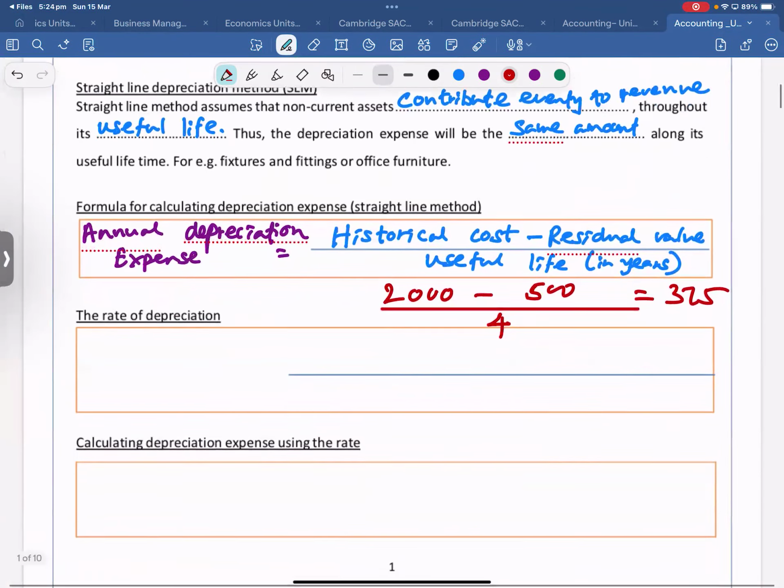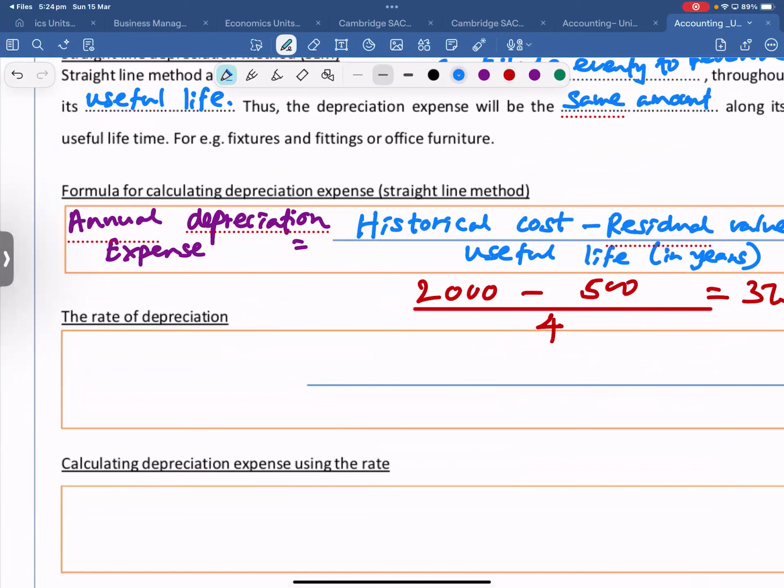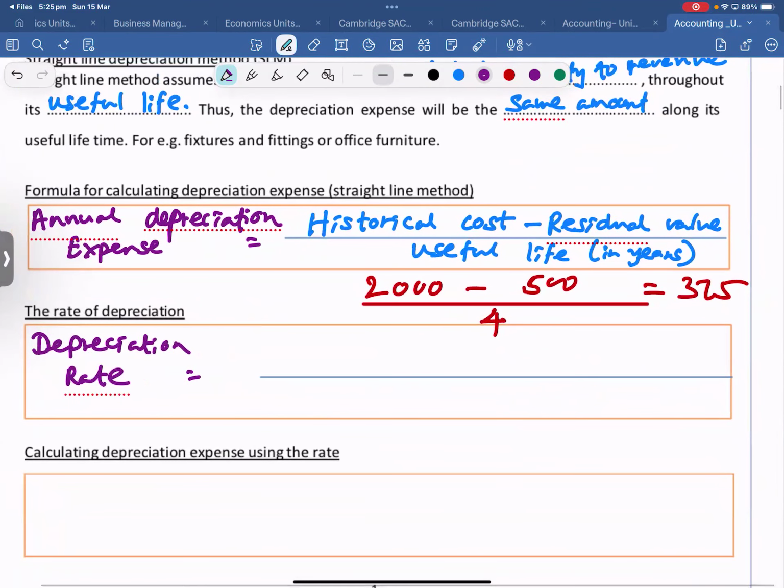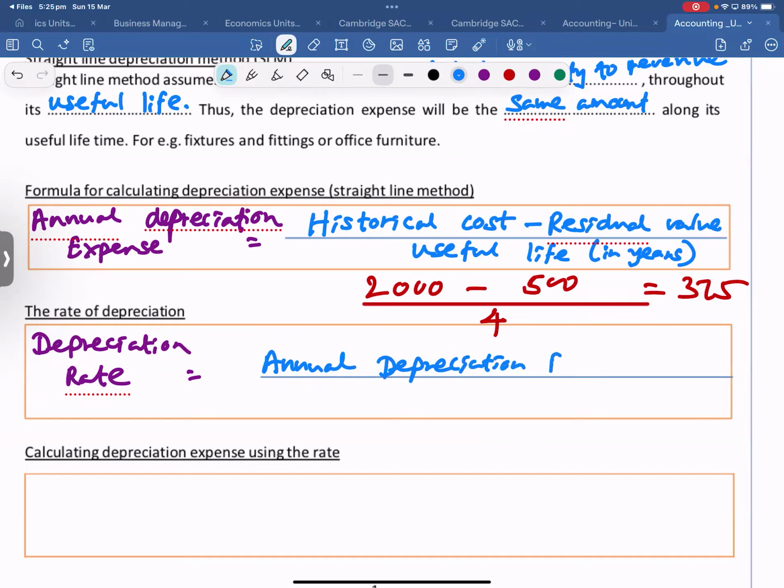Then next, how do we get the rate of depreciation? Annual depreciation expense divided by the historical cost, times by 100.